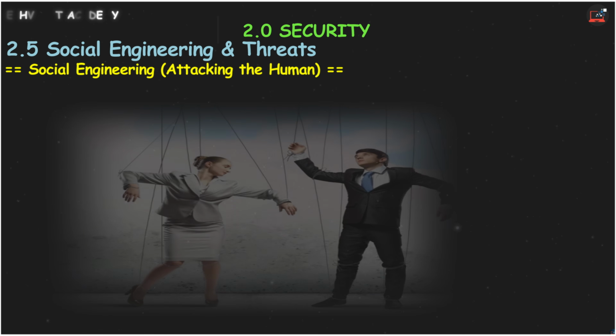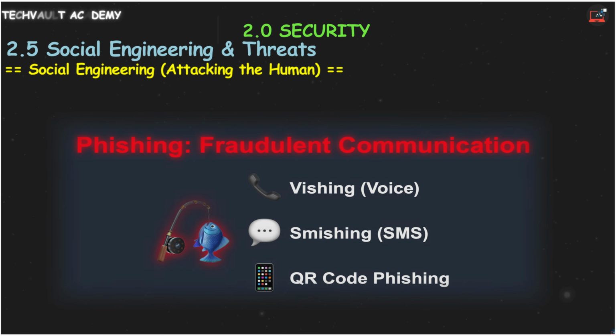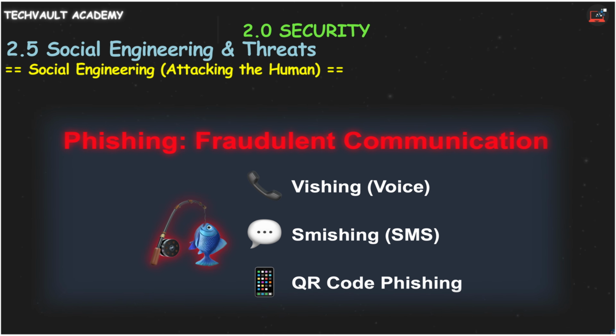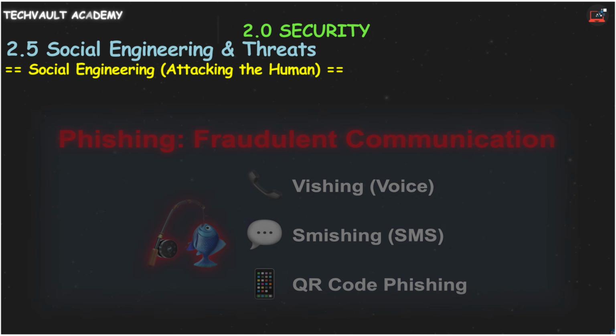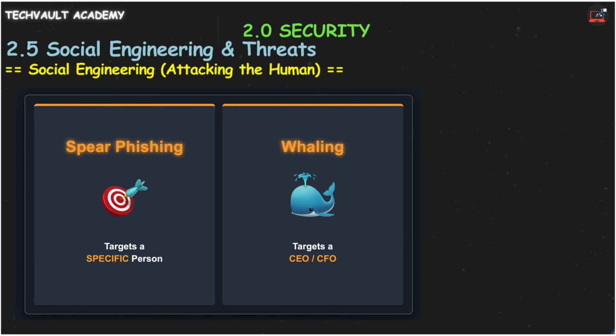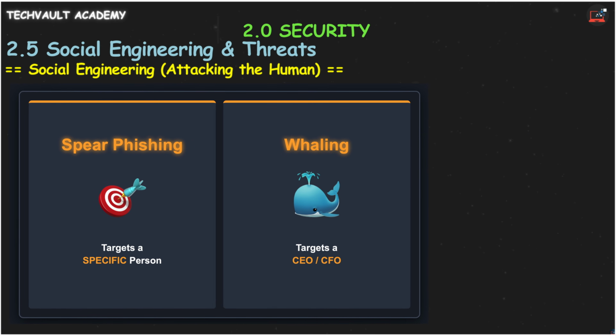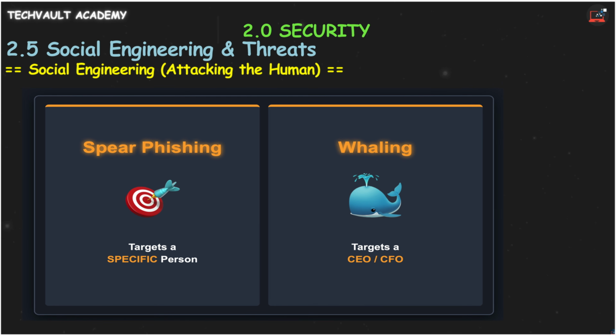The most common form is phishing, which uses spoofed fake emails to trick you into giving up credentials. This branches out. Vishing is voice phishing over the phone. Smishing is phishing via SMS text message, and QR code phishing uses malicious QR codes to send you to fake sites. A general phishing email is like casting a wide net, but spear phishing is a sniper rifle, targeting specific, high-value individuals. When that target is a C-level executive, it's called whaling.